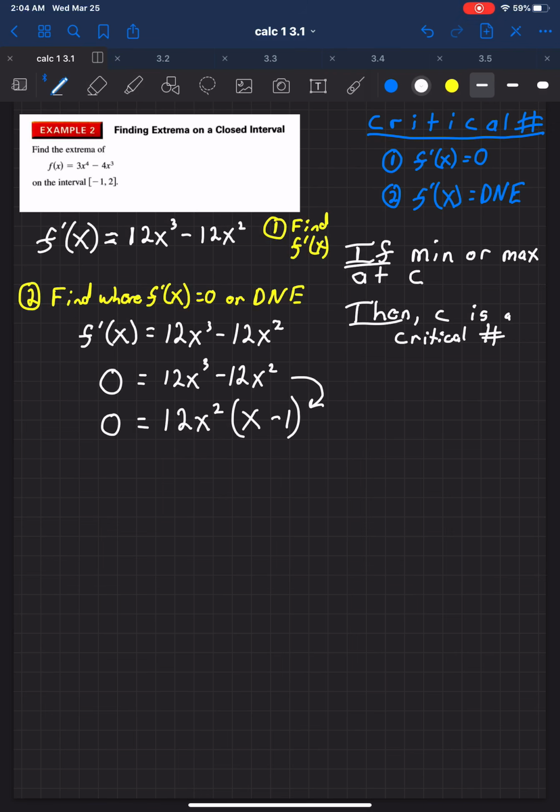And the beautiful thing about a product, right? We have two parts, two factors. If I can make either one of those equal 0, then by definition the product is equal to 0. So let's figure out what would make our first part equal 0 and what would make the second part equal 0. All right, well, the only way you're going to make 12x squared equal 0 is if you pick x as 0. And the only way you're going to make x minus 1 equal 0 is if you pick x as positive 1. Does that make sense to you?